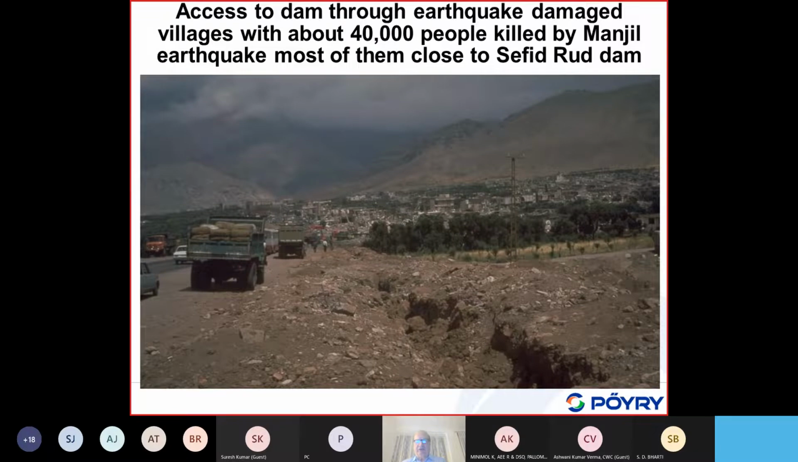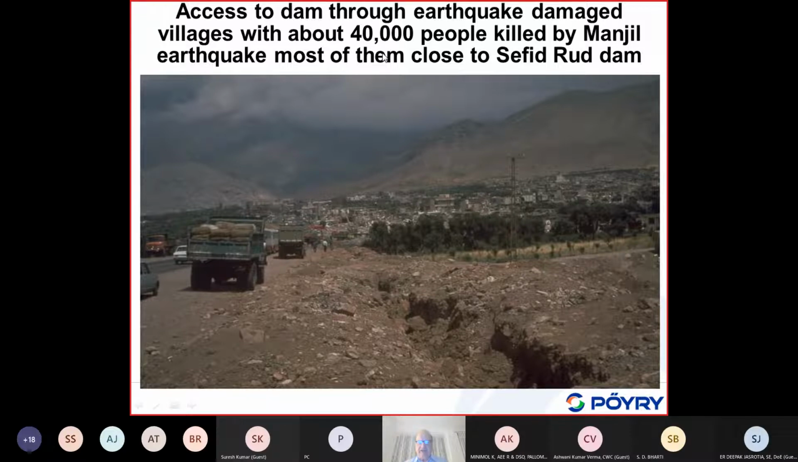Okay, there was this strong earthquake in June 1990, and I was a member of the International Reconnaissance Team, which at that time was called by President Rafsanjani. And we went there about 10 days after the earthquake. Okay, we were able to arrive in Iran. It was not so easy at that time, but this is on the way to this dam site. You see some debris here and there, some village here and there.